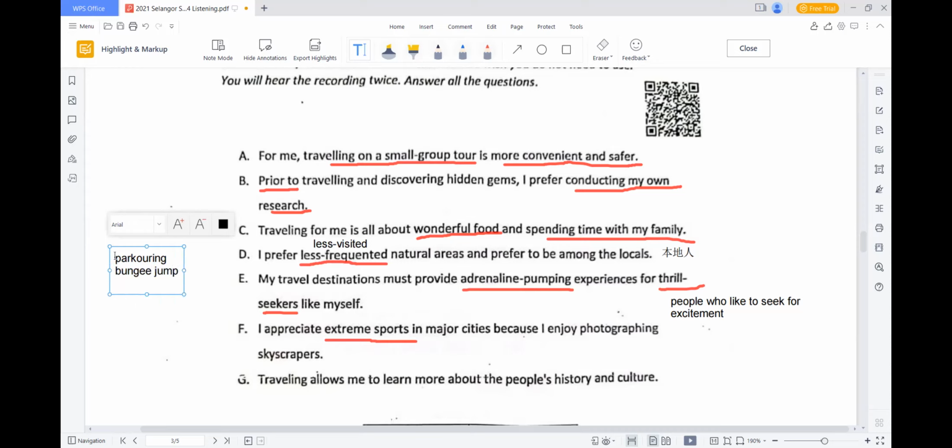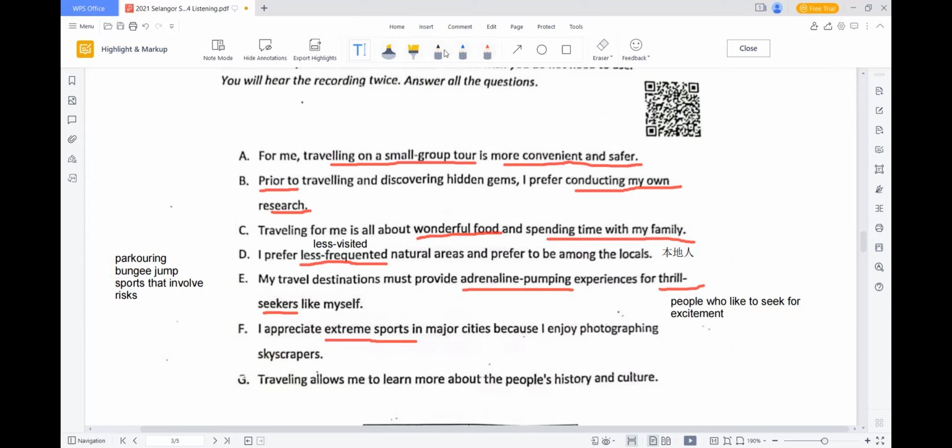And of course, we have skydiving. All these are called extreme sport. Mountain climbing is also called extreme sport. So extreme sports are actually those sports that involve risk, 就是会有一些危险性的, we call extreme sports. So this person, he would prefer extreme sports in major cities because the person enjoys photographing skyscrapers.